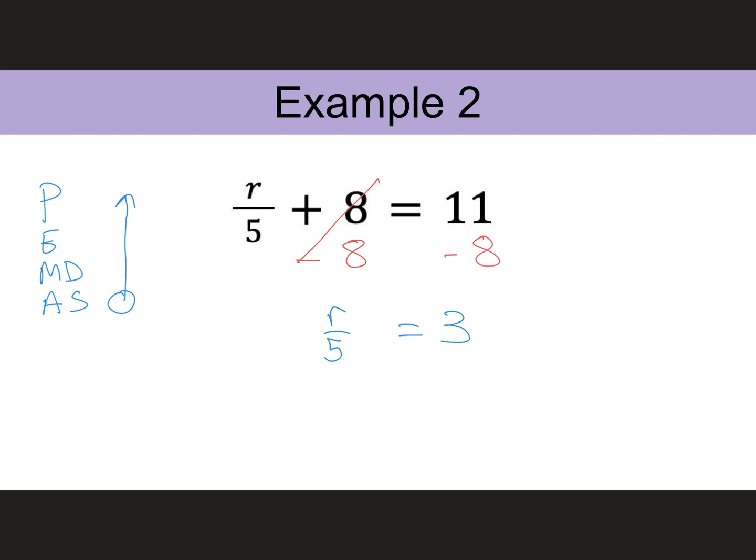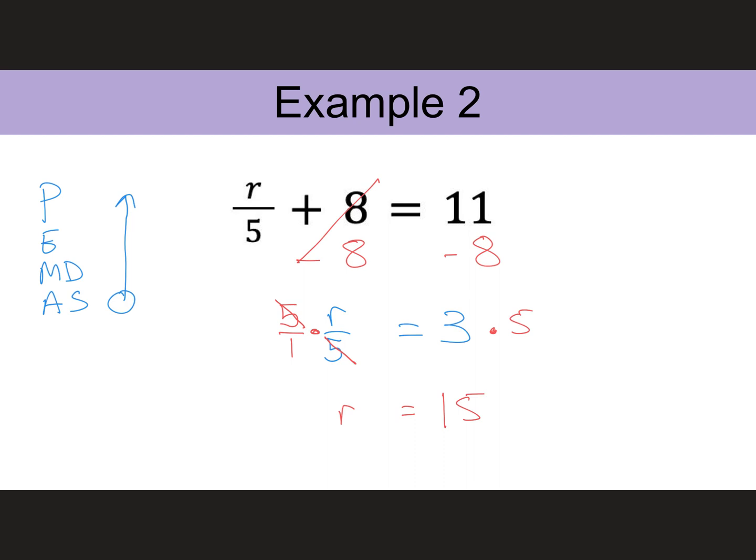Second step, now that I have r divided by 5, or a fifth of r, I want to find out what one whole r is. So what I'm going to do is, in this case, r divided by 5, my inverse operation is to multiply by 5. And whatever I do to one side, I must also do to the other. So 5 times r divided by 5 is kind of like this, where I have a 5 in my numerator and a 5 in my denominator. So 5 divided by 5 cancels out. And then on the right side of the equation, I have 3 times 5, which is 15.